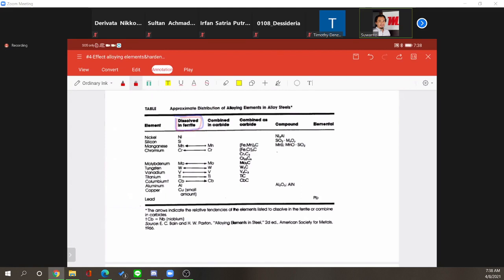Dissolve in ferrite, for example nickel and silicon. Nickel and silicon prefer to dissolve rather than making any precipitate. But if there is too much nickel, there will be formation of nickel aluminum. This is a compound, a regular atomic structure of nickel, which is 3 atoms of nickel with 1 atom of aluminum. And this is making compounds, or in Bahasa Indonesia, senyawa.